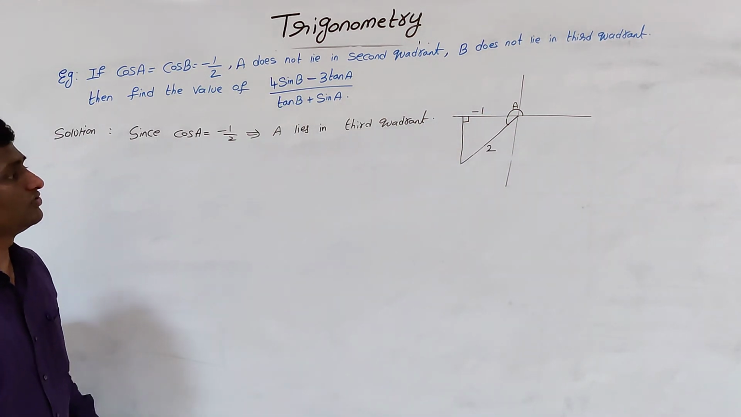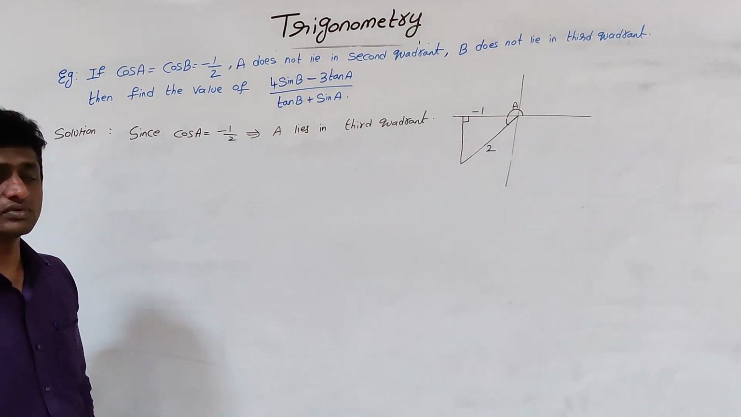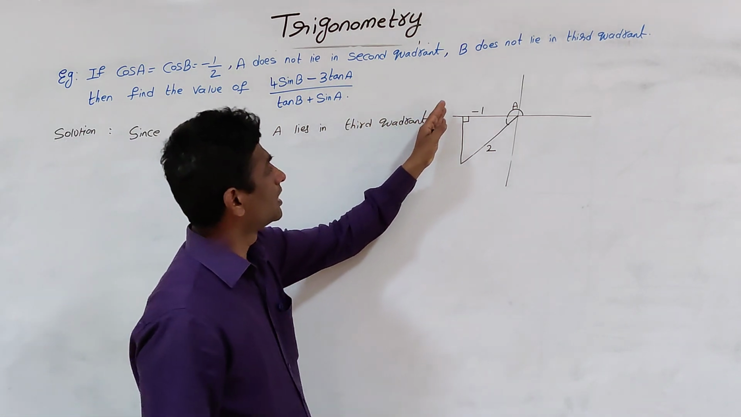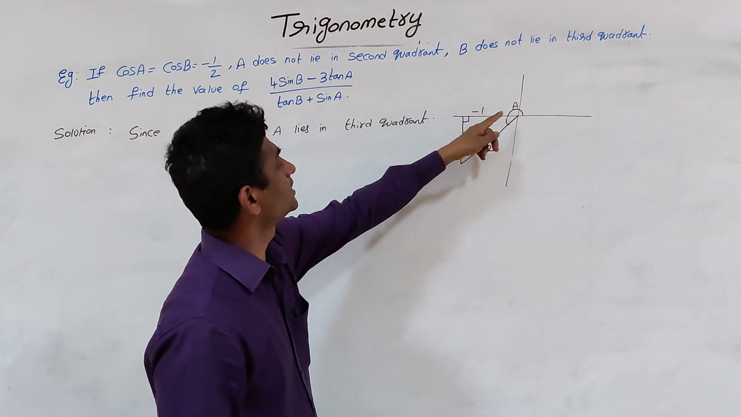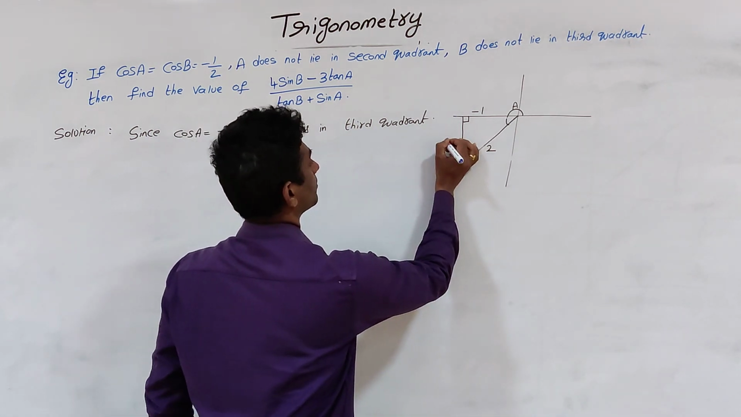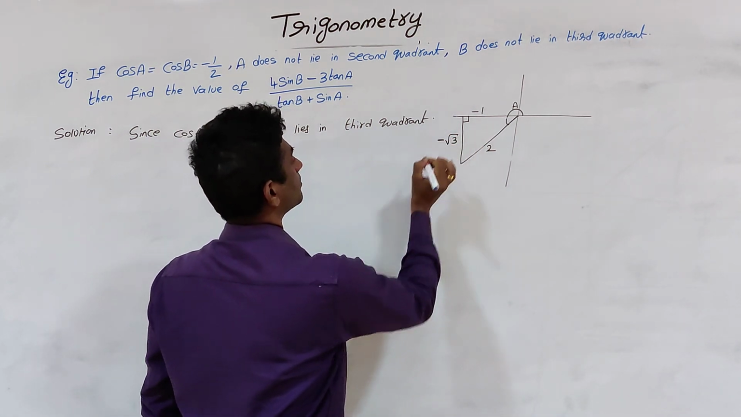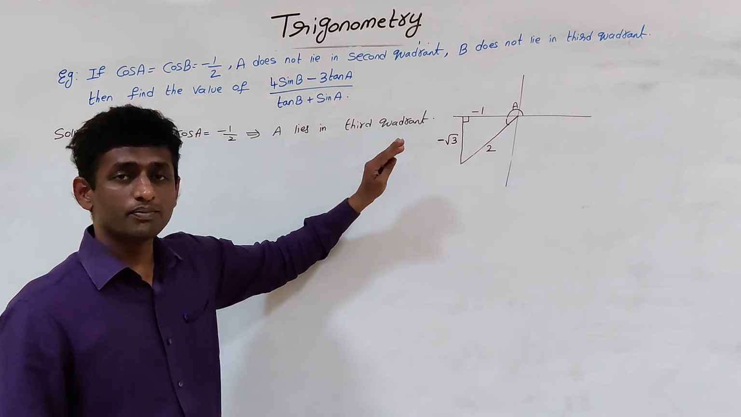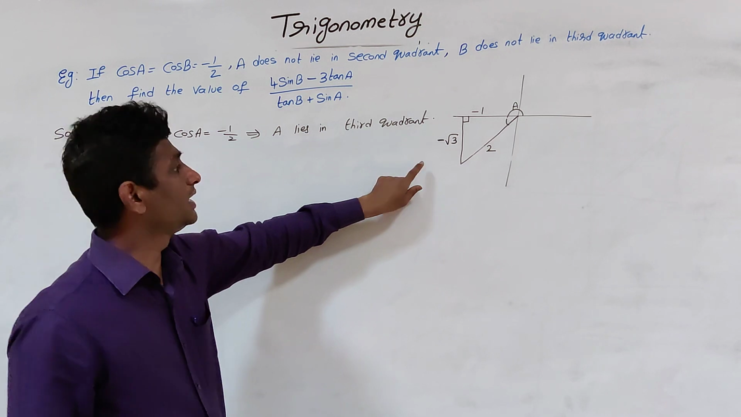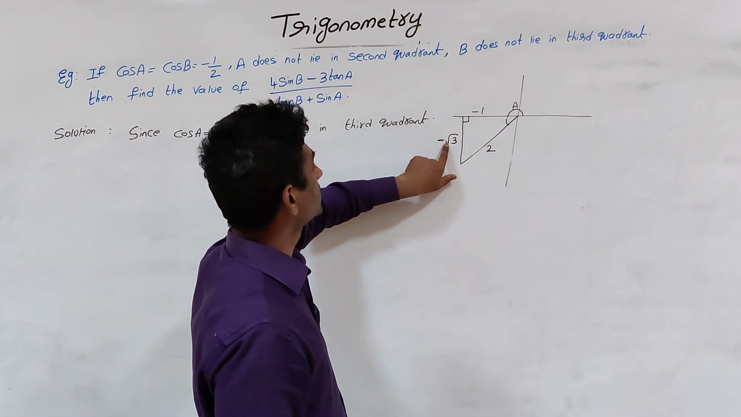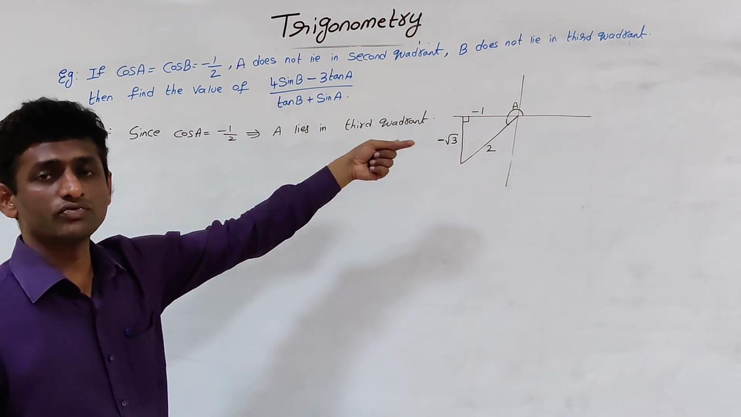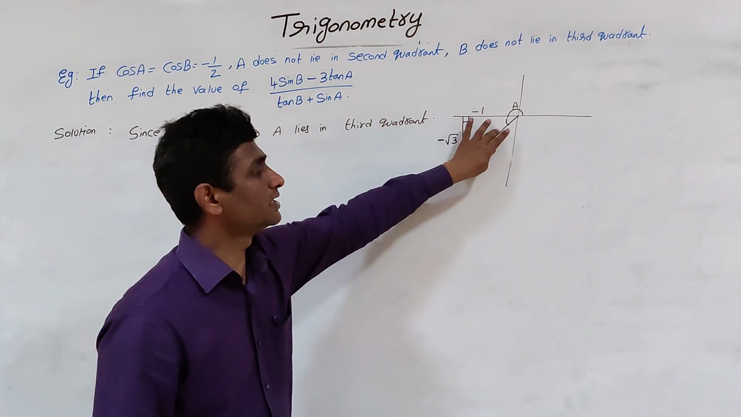Now what will be the opposite side of this one? By the Pythagoras theorem, this will be √3, but it will be -√3, as the point lies in the third quadrant, where x should be negative and y should be negative. If you apply the Pythagoras theorem, (-1) whole square plus (-√3) whole square is 4, and the square root of 4 is 2. So that is for angle A.